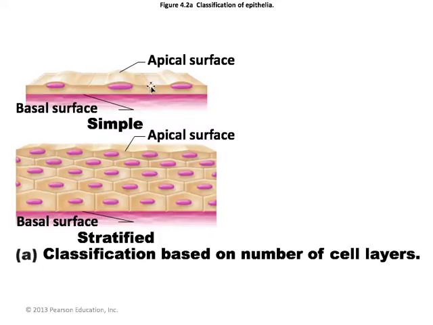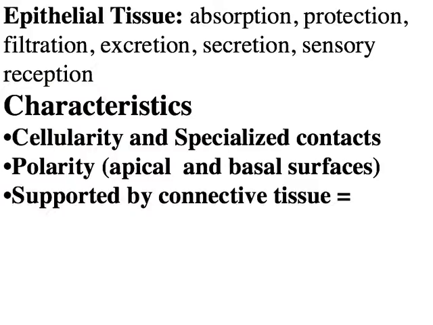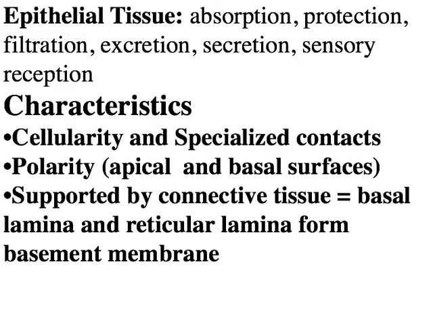And underneath this, you'll notice there's pink stuff down there. That's connective tissue. We'll talk about that next. For now, just keep in mind, simple epithelium is 1 layer of cells. Stratified epithelium is multiple layers of cells. That'll come up later. All right. So the next quality of characteristics is that it is supported by connective tissue.